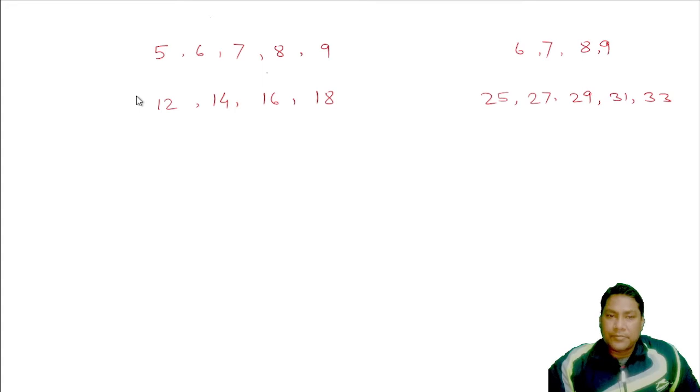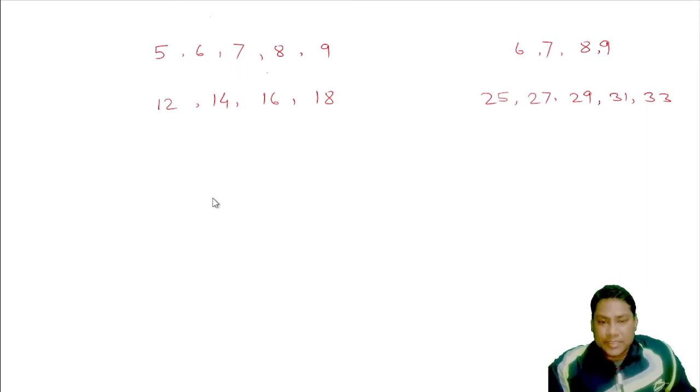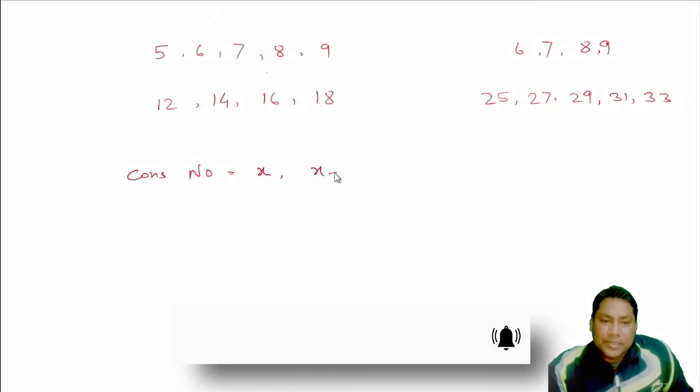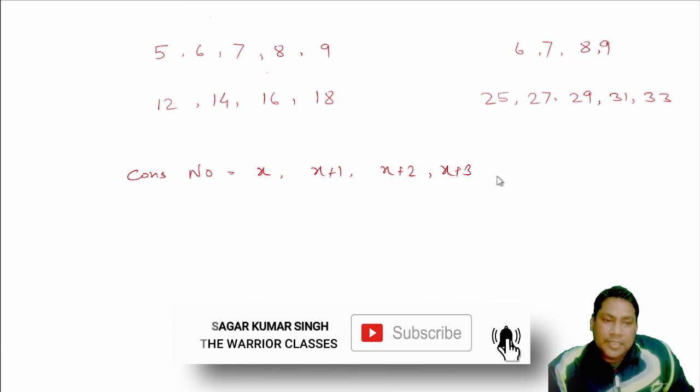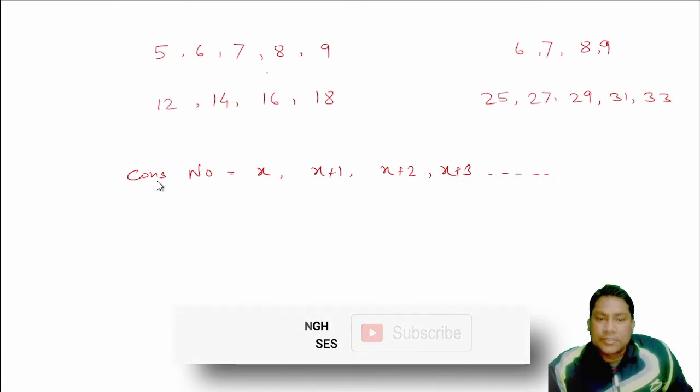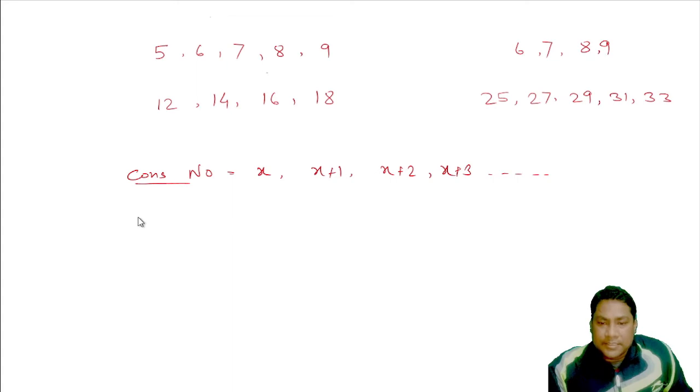Here we are seeing 5, 6, 7, 8 and 9. So the average of these numbers will be what? We can say that these are consecutive numbers. Consecutive numbers are x, x plus 1, x plus 2, x plus 3 and so on. This is consecutive numbers. Next is consecutive even numbers.